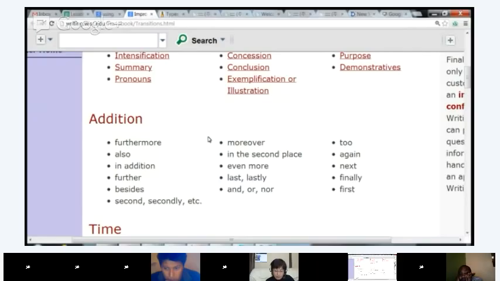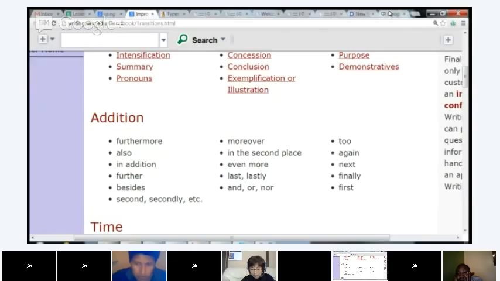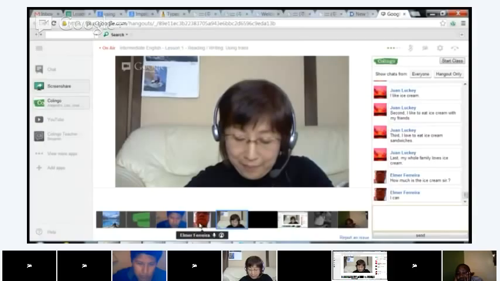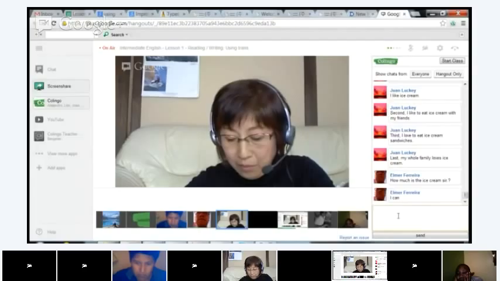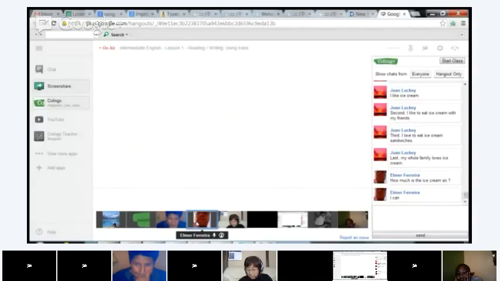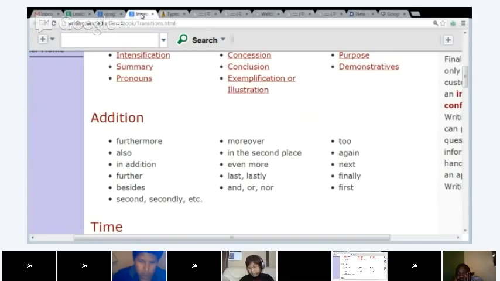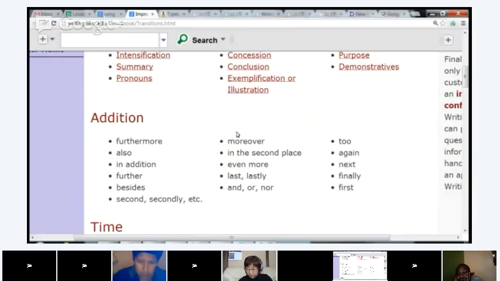Who can create a sentence using addition transition words? Okay. Or who can create two or three sentences? Any volunteer? Hello? Can you hear me? Yes, this is Elmer. Oh, hi Elmer. Okay. Hey Elmer, do you want to give it a try? Yeah, sure. Okay, great. Go ahead. I like to study with my friends at Colingo, and also I am very close to a lot of teachers in there. Okay. All right, so you connected the sentence using and also. Okay, good. All right, anyone else?